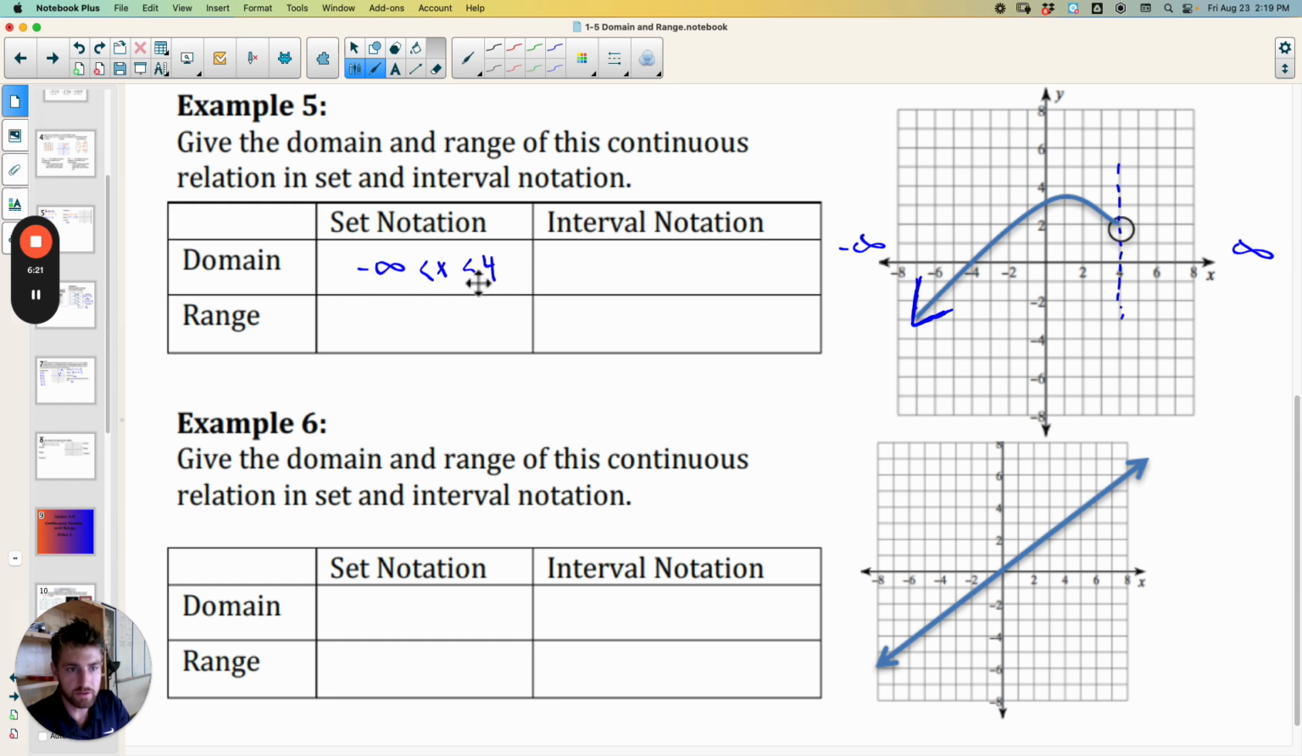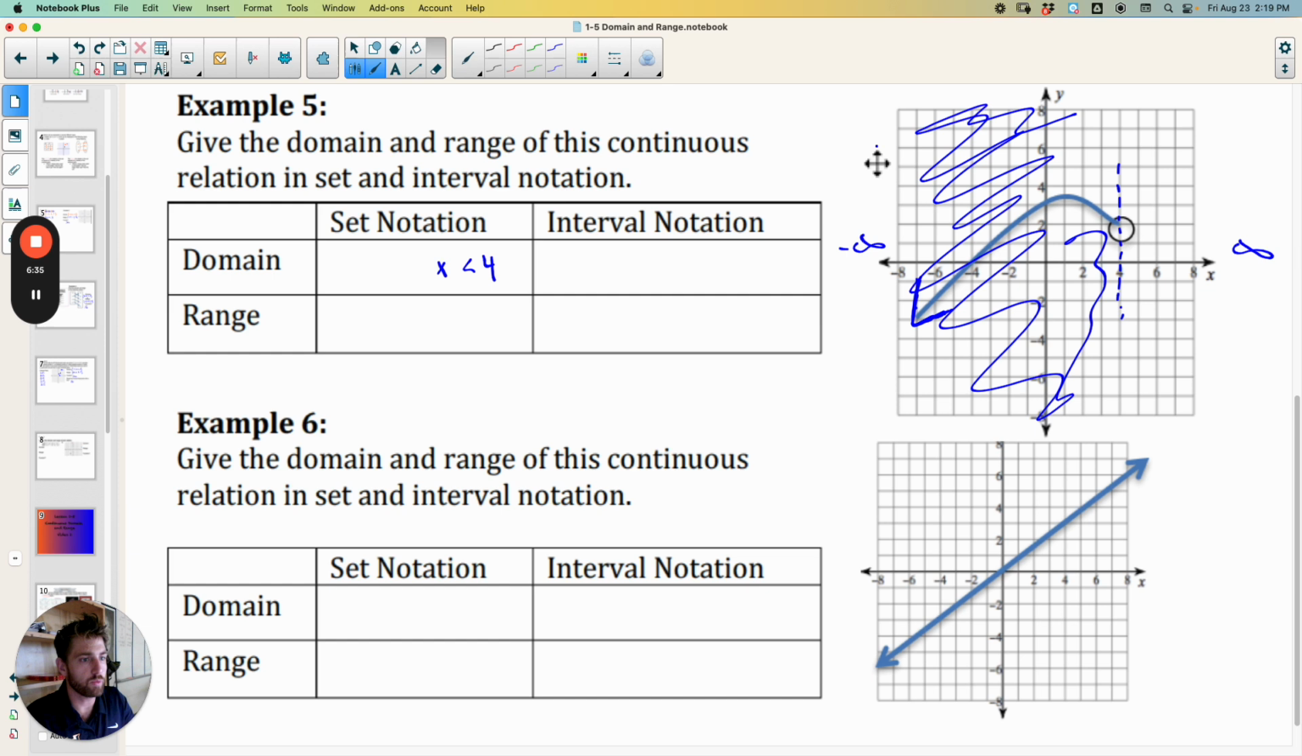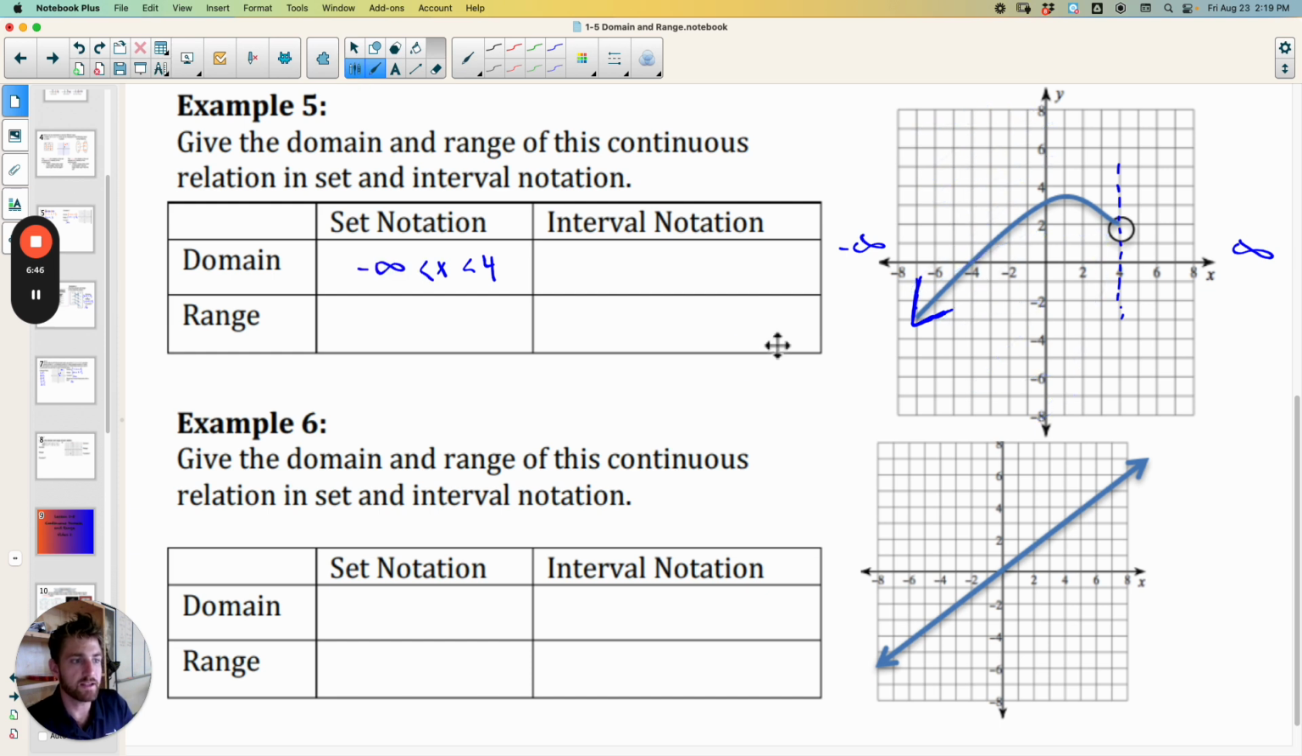You're welcome to, but generally you will see this written with just x is less than 4, because it's implied that if x is less than 4, then all of this graph here is included all the way forever and ever this way. Okay, and that is for set notation. Now, the reason why I usually like to start with that is because it's easy to convert this to interval notation.